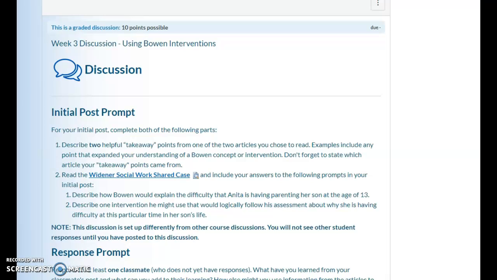Please make sure that it is focused particularly on Bowen. There are a variety of different interventions that could be used in this case, but for the purpose of the discussion, we're focused on specifically assessment and intervention through the Bowen approach. You will then need to respond to at least one classmate with what you learned and what you might add. The post will require a citation, so please don't forget.